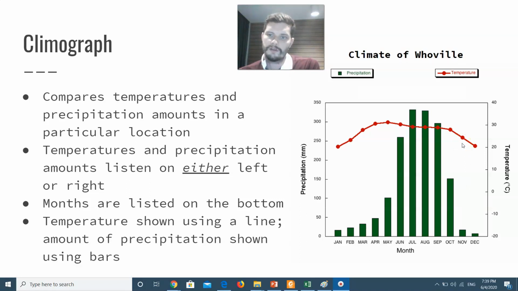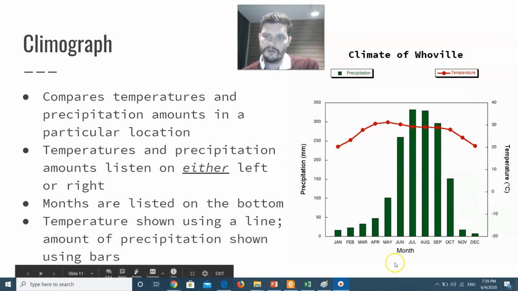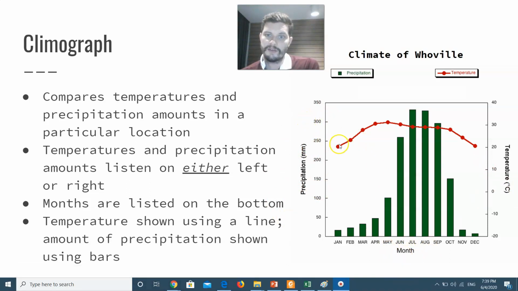That's something that we'll be doing in class and at home, and you will also have to create your own climographs. I want to point out one more thing here. There is, of course, a title. Never forget your title. Don't forget your labels: precipitation, temperature, and the months. And also do not forget that line is temperature, bars, precipitation. That's it for this lesson. Thank you for listening.